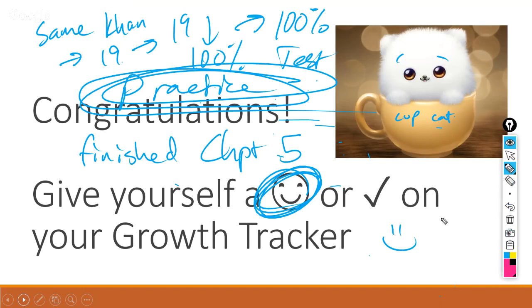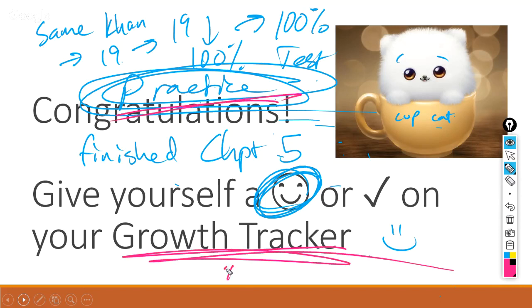So yeah, great job. Keep it up. Do your practice. Use a growth tracker. Make this helpful for yourself. Reflect. Always improve.